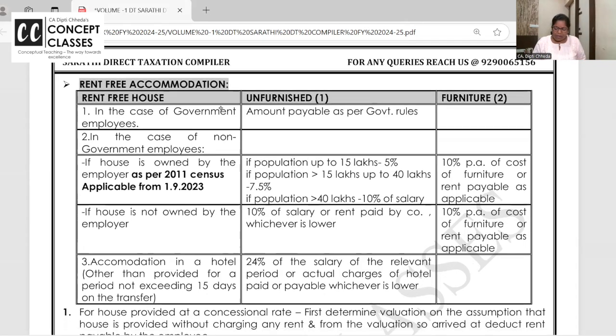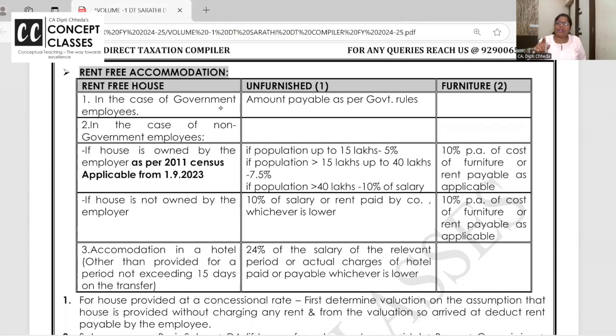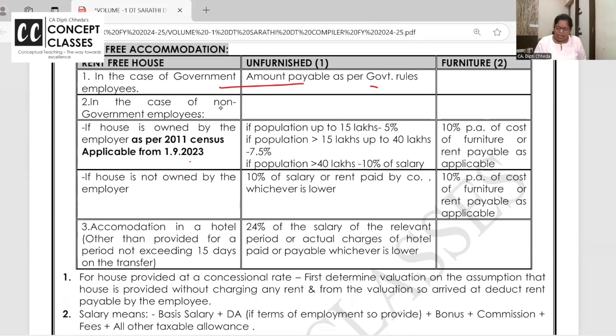Now see, is this taxable if the employee is getting free accommodation from the employer? How to bring it into money terms? For a government employee, it's different. Now, for non-government employees, if the population exceeds 40 lakhs, 10% of the salary. If the house is owned by the employer and the employee is told to stay there, then 10% of salary. If the house is not owned by the employer, and the employer is paying rent for the house, then rent paid or 10% of salary, whichever is lower.